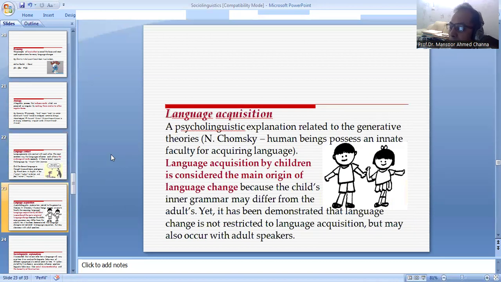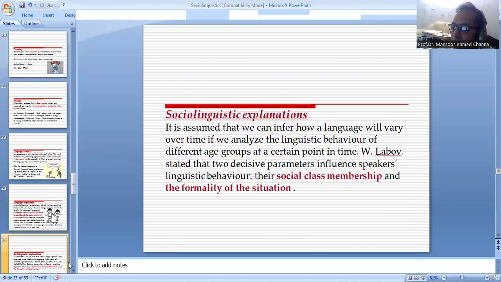Language acquisition is another cause, a psycholinguistic explanation related to the generative theory given by Noam Chomsky. Human beings possess an innate faculty for acquiring language. Language acquisition by children is considered the main origin of the language change because the child's inner grammar may differ from the adult's. Yet it has been demonstrated the language change is not restricted to language acquisition, but may also occur with adult speakers.